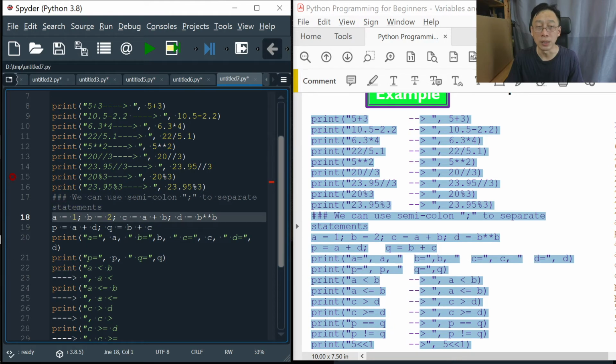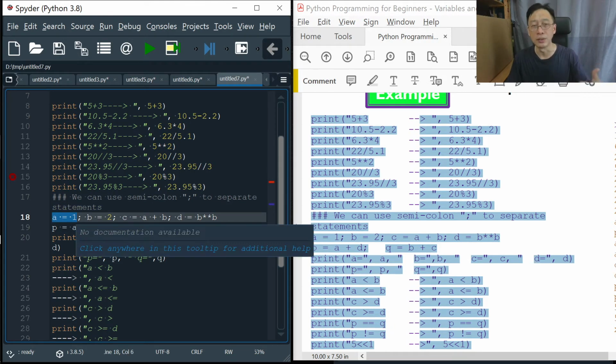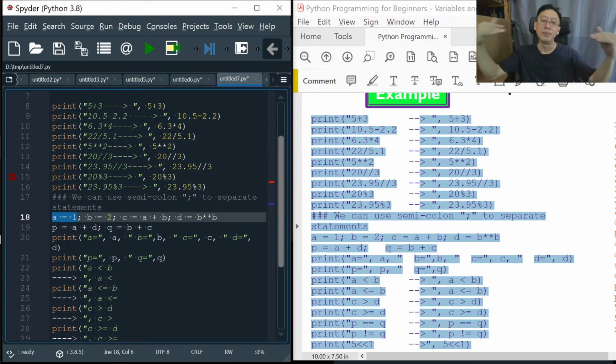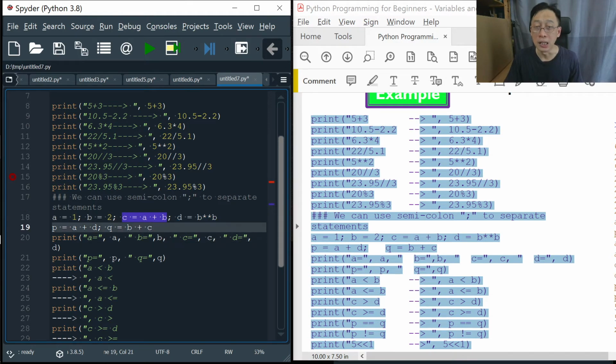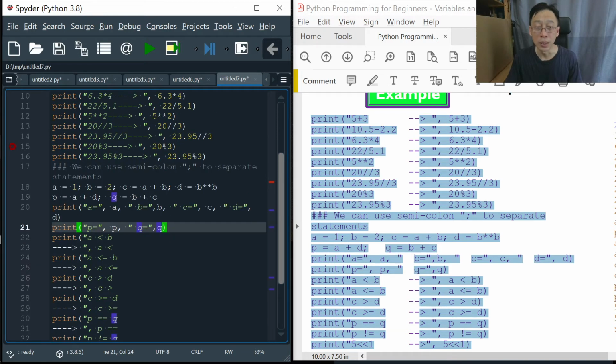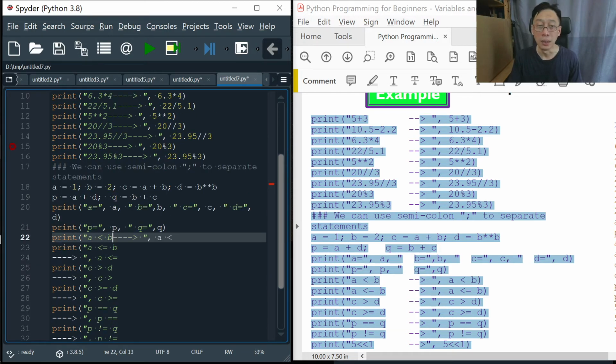So here we are just saying A is assigned 1, and at the same time, not at the same time, but sort of in the same breath, we assign 2 to B, A plus B to C, and B raised to the power of B to D. And then next line, we have 2 assignments, P and Q, and we print out. All right, so the rest will be quite similar.